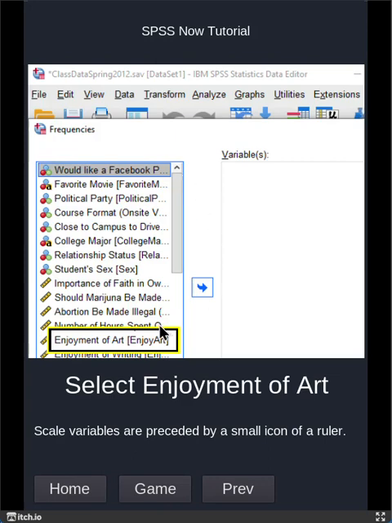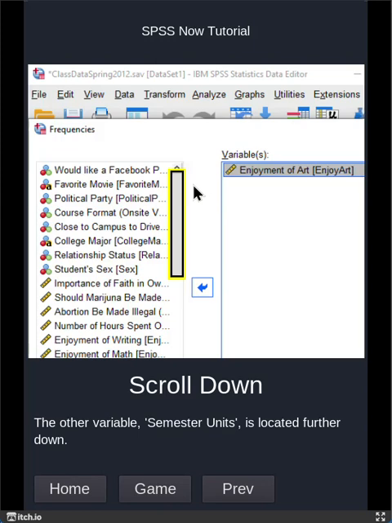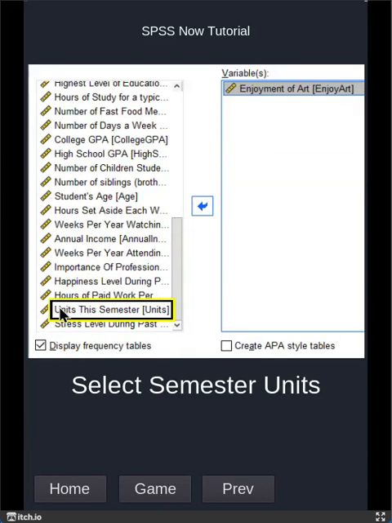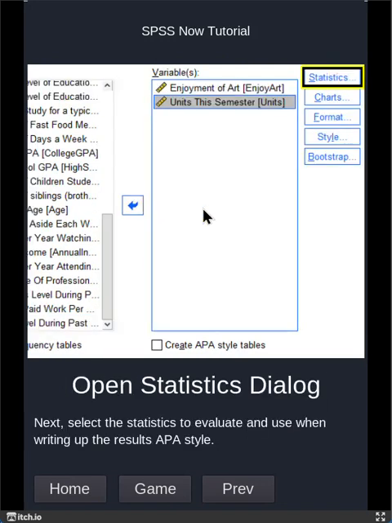Then we'll select our variables, so we'll go with enjoyment of art. And by the way, if you select any of these variables and then just press the letter E using the real SPSS, it'll take you to a variable that starts with an E. So it's an easy way to find a variable. Okay, we'll move it over, scroll down, and here's our units this semester, our second scale variable we're working with. We'll move it over. Now we're going to select our statistics.